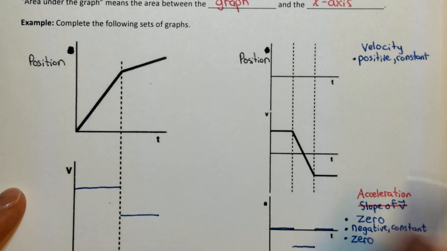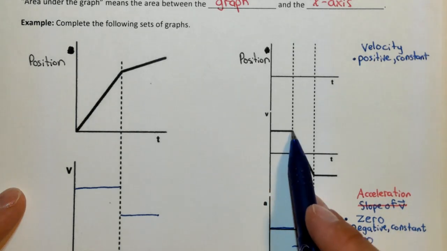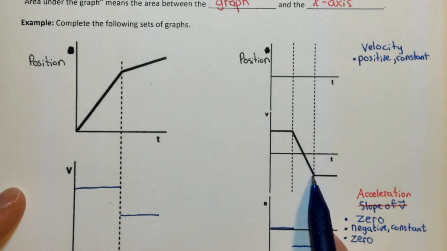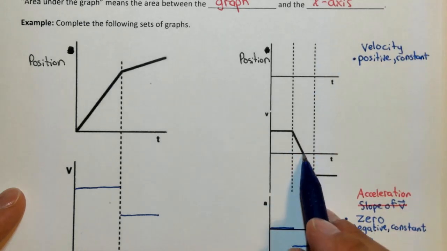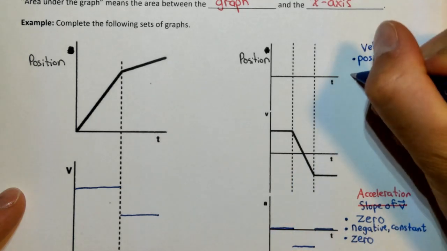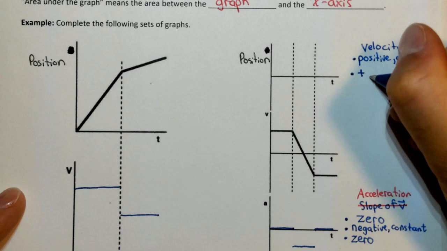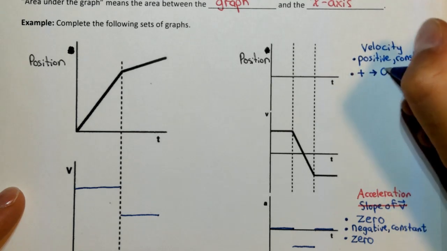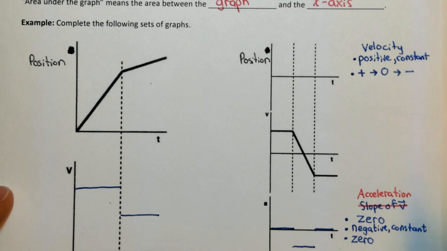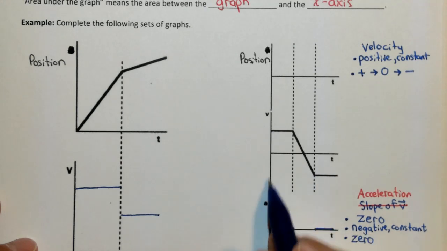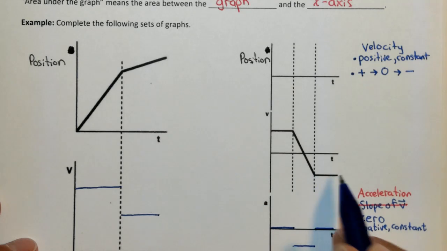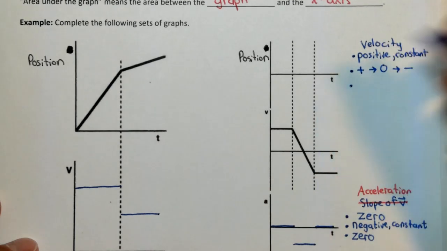Okay. Then in the middle section, my velocity decreases and even becomes negative. It starts positive, then it goes to 0, then it goes negative. I'll write that. It goes from positive, then it goes to 0, then it goes negative in my middle section. And in my bottom section, my velocity is now negative, right? We're down here below the x-axis, but it's staying at that same negative value. It is negative and constant.